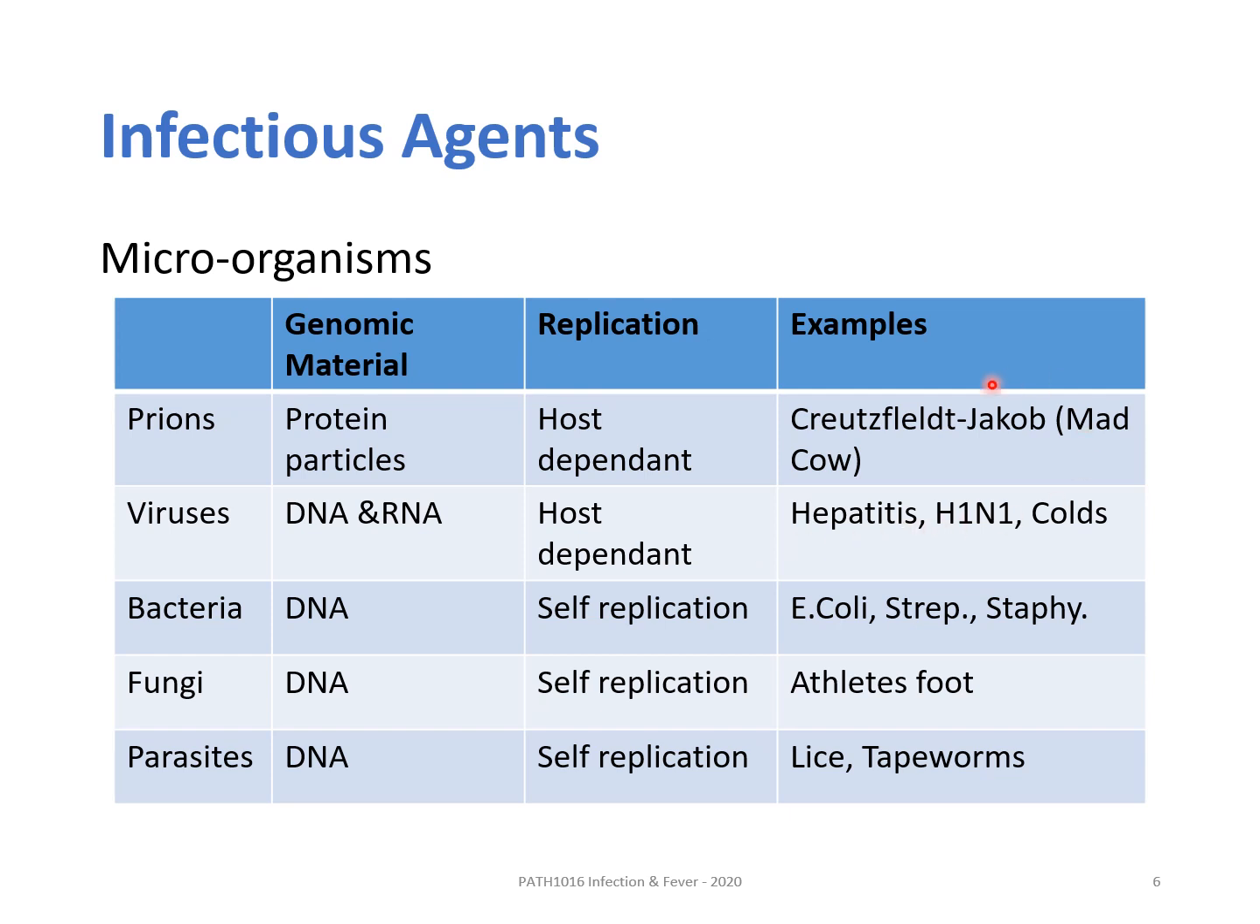So here are the examples that we have from that. I said mad cow disease for prions is the only one we know of. Viruses, we have hepatitis, H1N1, cold. We could put COVID in there right now. Bacteria, E. coli, strep, staphylococcus. Fungi, the most common one is athlete's foot. Parasites, we see lice and tapeworms.